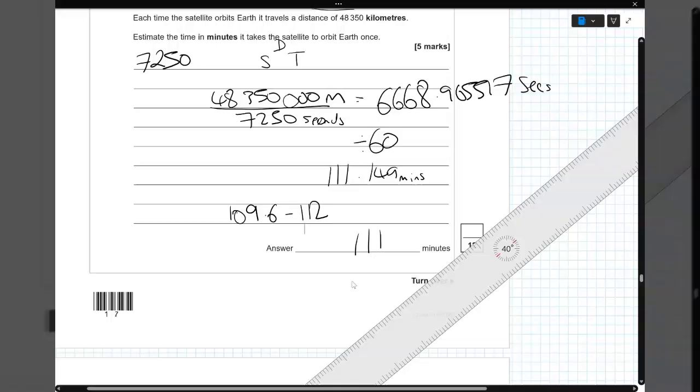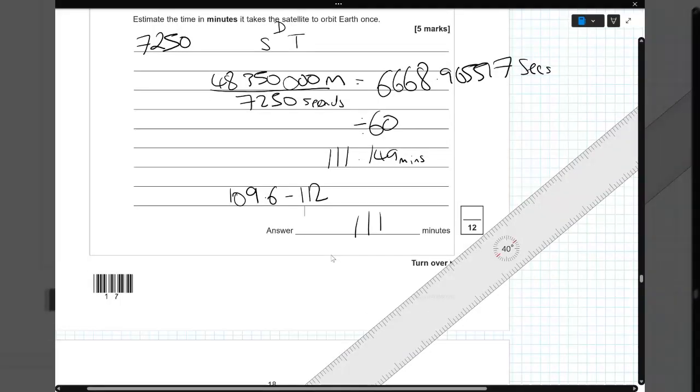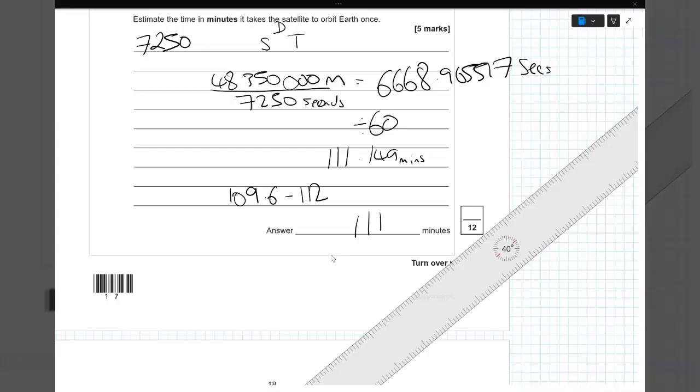And that is a very useful 12 marks. So hopefully you've got all of that correct. And I'll see you at question number 8.